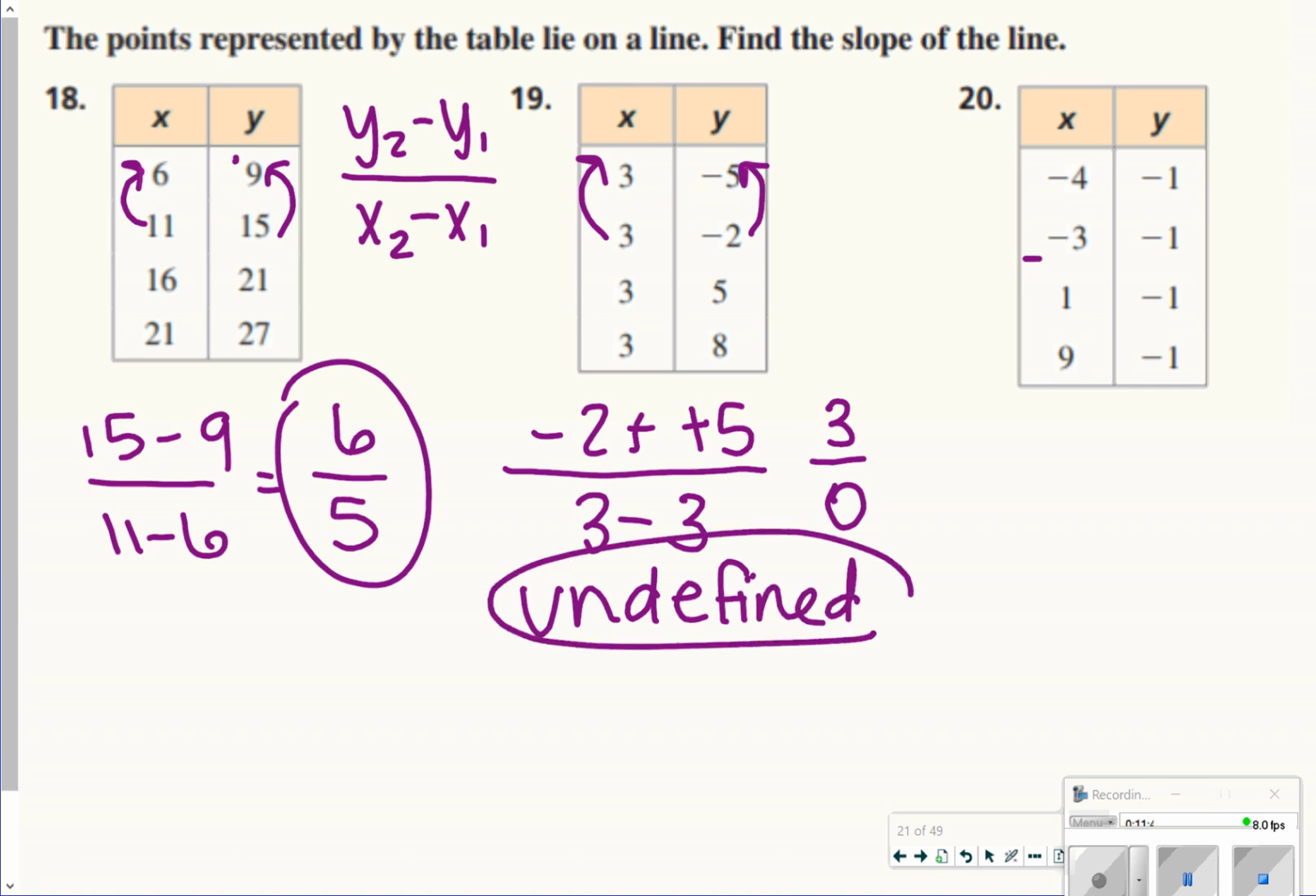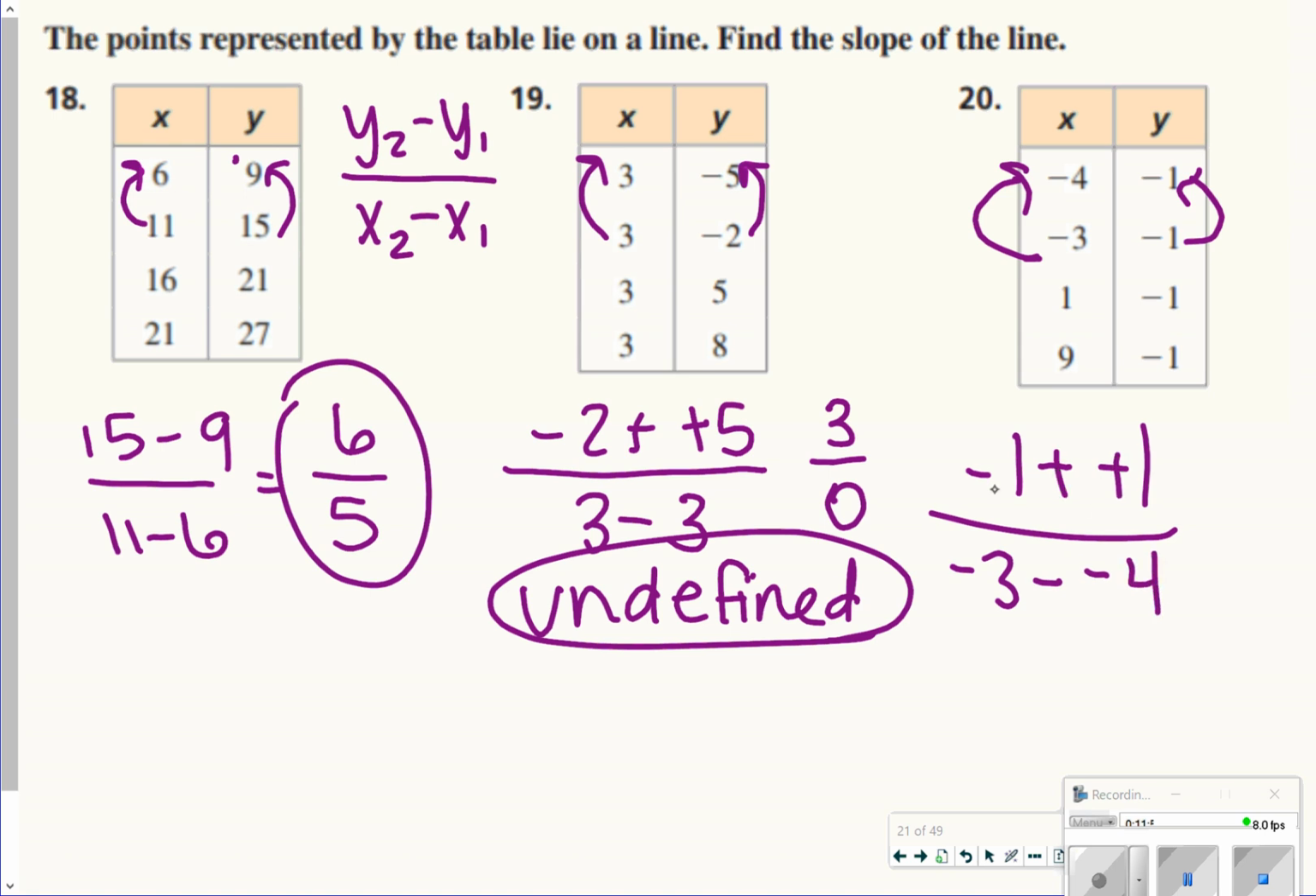For number 20, I'm going to do -1 minus -1, and then -3 minus -4. That's going to change to -1 plus 1, and then -3 minus -4 would change to -3 plus 4, and that's going to give me +1, but the top would be 0, which is equal to a slope of 0. So 0 is my answer for number 20.